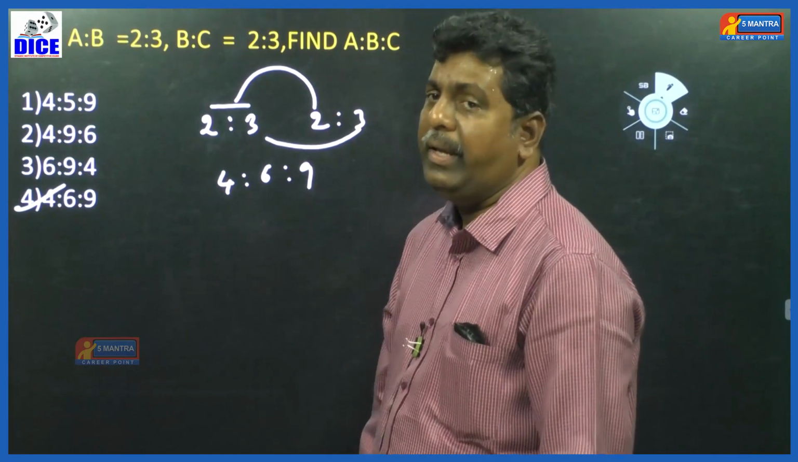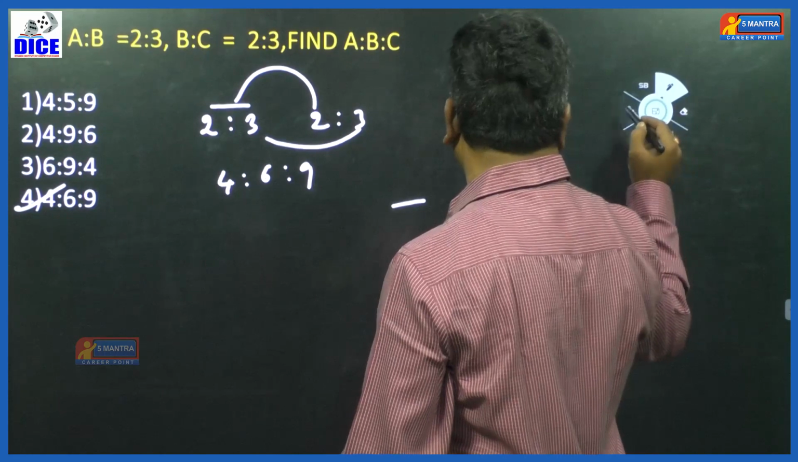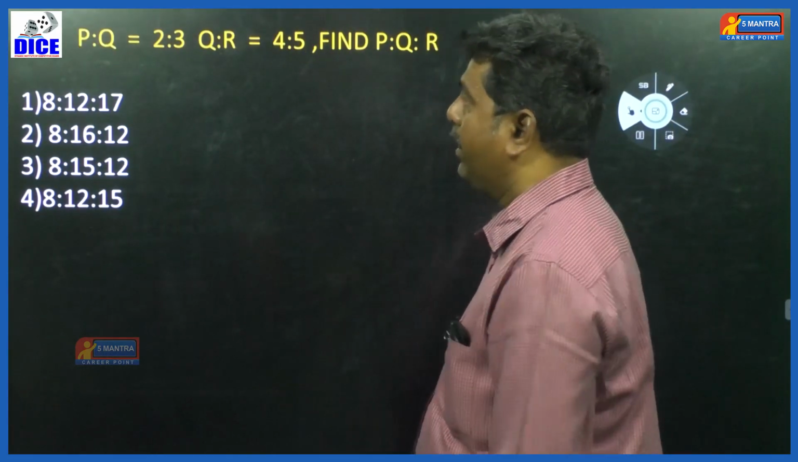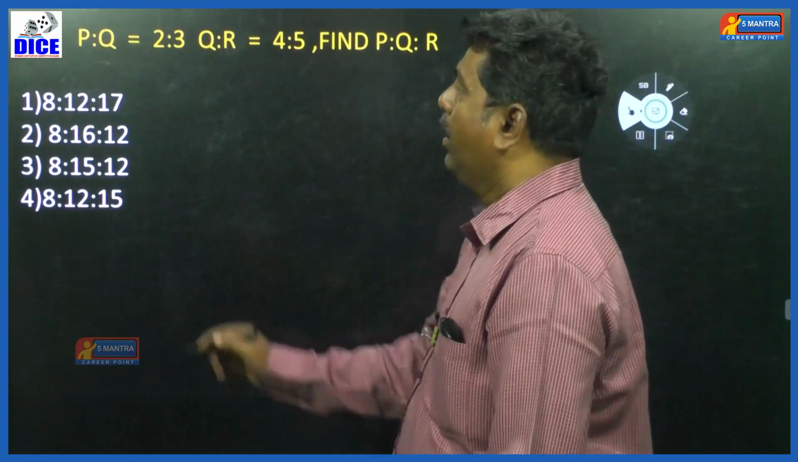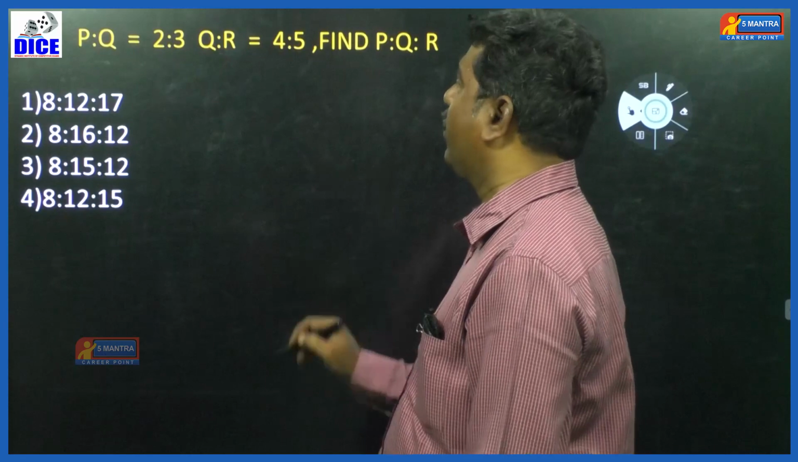Okay. Now we can see next model. Same model we can see. I mean same problem. Okay? We can see this next one. Fifth one. See here. So P is to Q is equal to 2 is to 3. Q is to R is equal to 4 is to 5. Find P is to Q is to R.